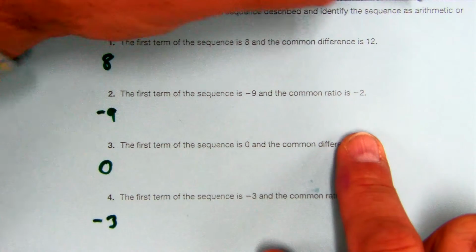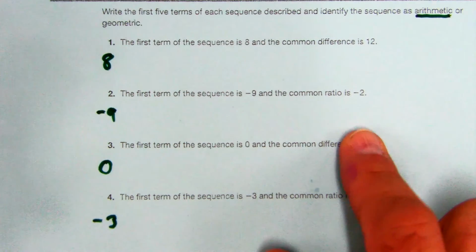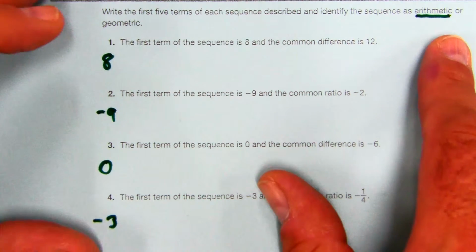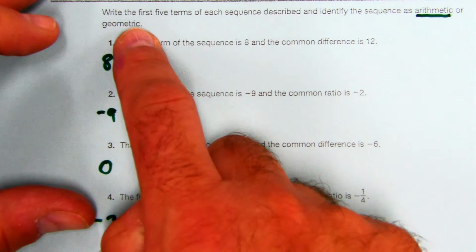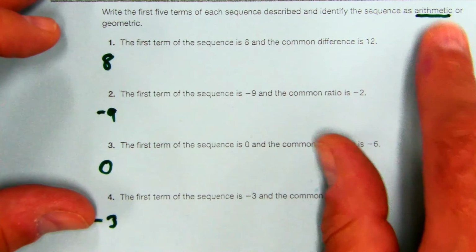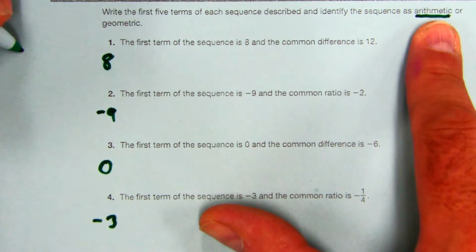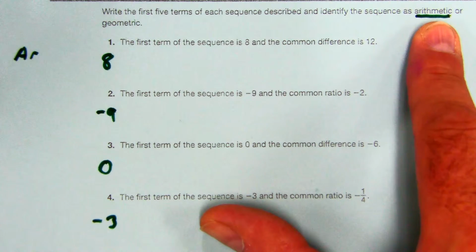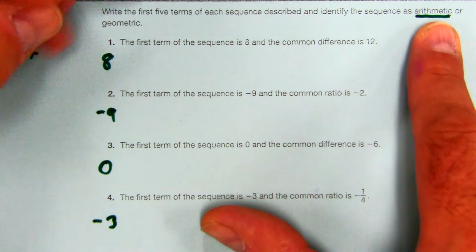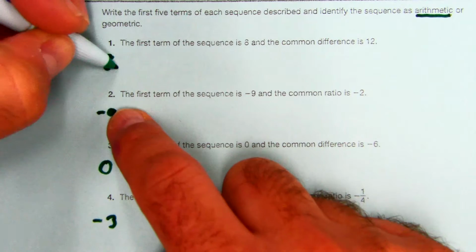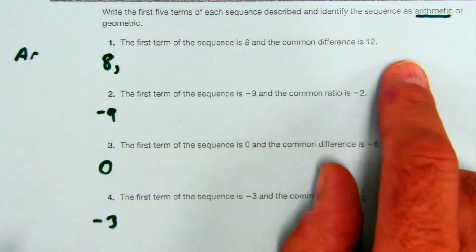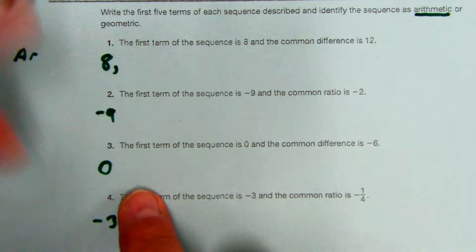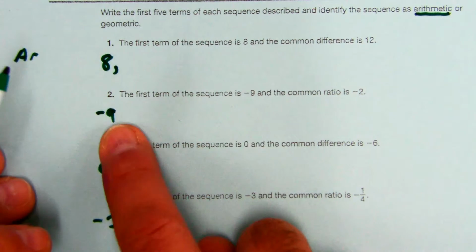So this means it's an arithmetic sequence. Why? Because arithmetic means adding and subtracting. Geometric means multiplying and dividing. So it is an arithmetic sequence, so I should have put arithmetic. And I should be adding 12. So hopefully you know you're adding 12 to each number. All right? Okay.